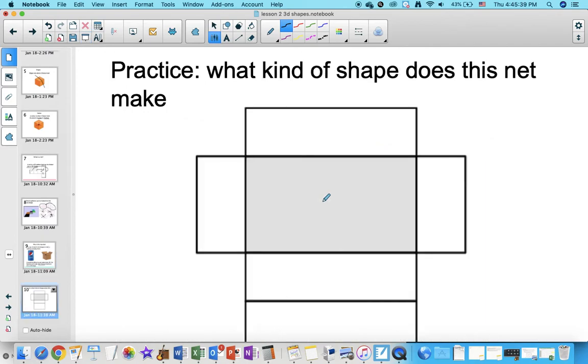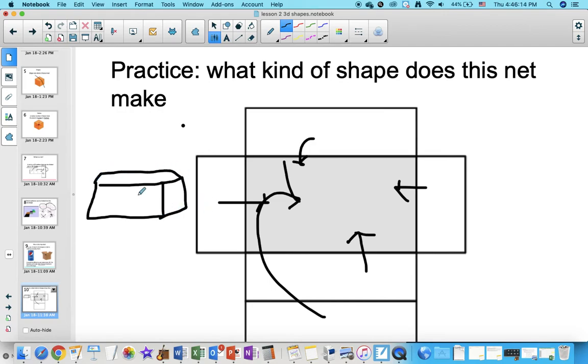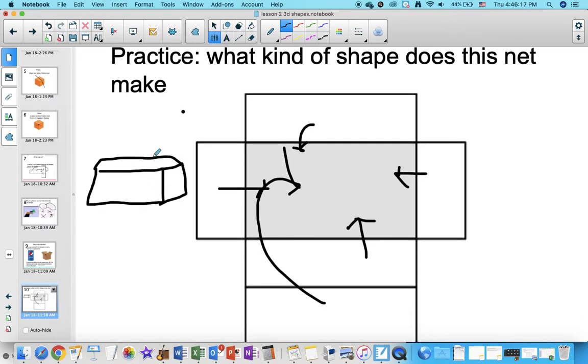So what kind of shape does this net make? Well, when you look at this net, right, you can see that if you folded this up, this up, this up, and this up, and then this on top, you would end up with a rectangular prism. I don't know if I can make 3D shapes, but basically what you'd end up doing is creating a shape basically like that. Now it's not going to be perfect because I'm doing this on a trackpad, but basically it'll look something like that. Right? So you'd make a rectangular prism.